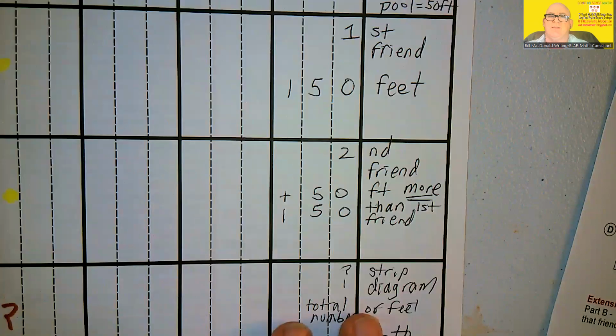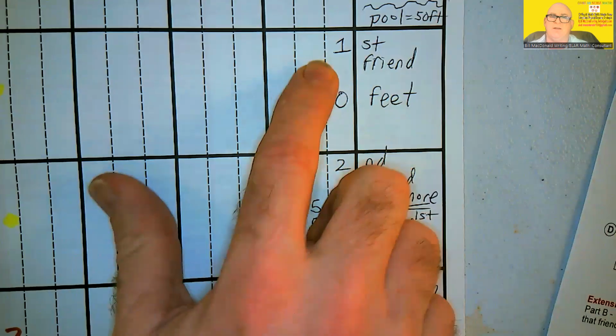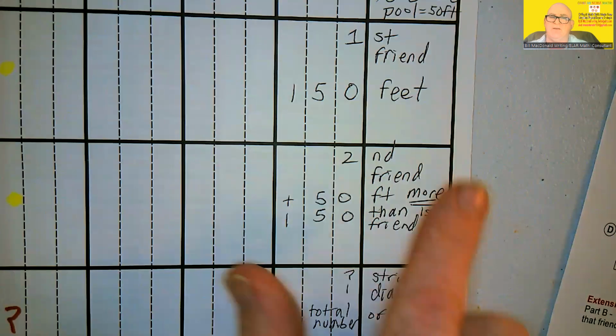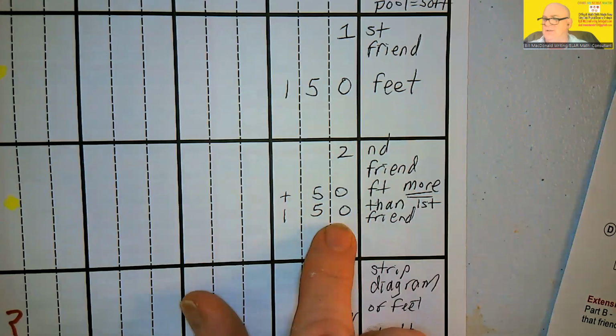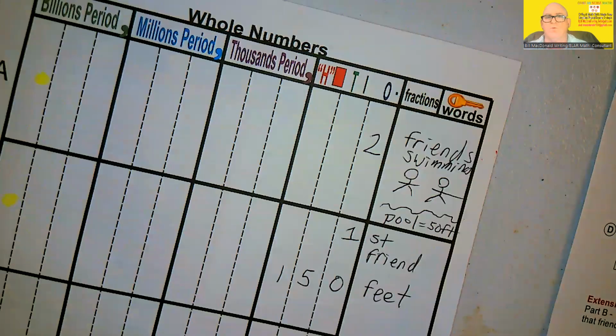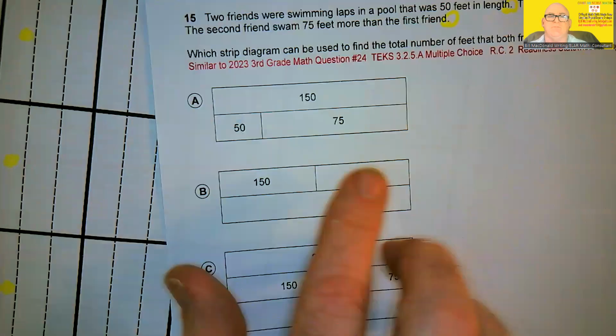That means that I would need the first friend, first stick man, this number, added to my second friend, this number, to get a total. So let's see which ones of the choices does something like that.